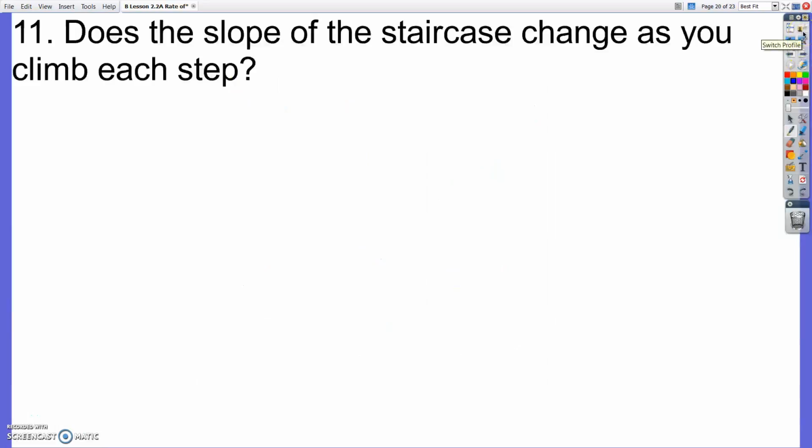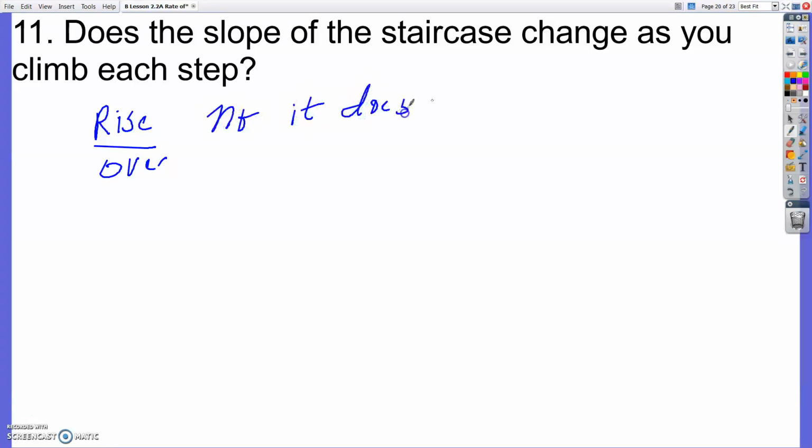So does the slope of the staircase change as you climb each step? So remember, the slope is the amount of change of going up and the amount of change going over. So hopefully you realize no, it does not. The slope stays the same. And that's really good. My slope stays the same.